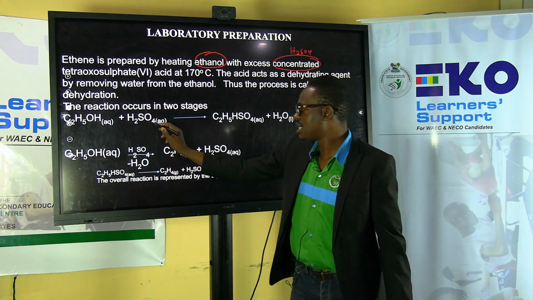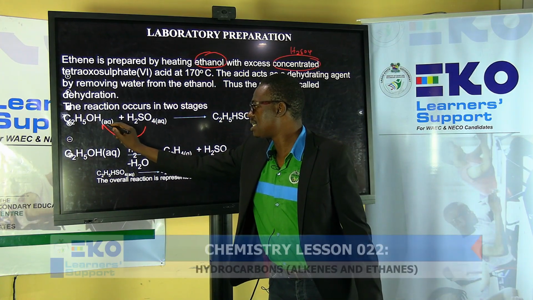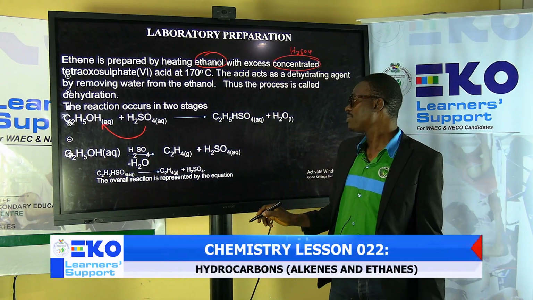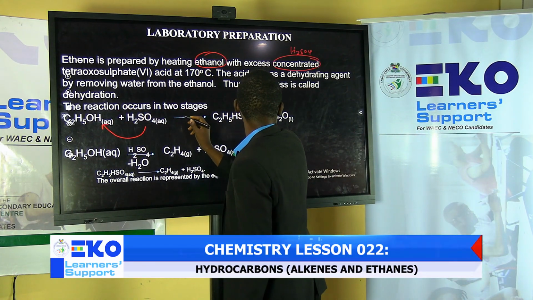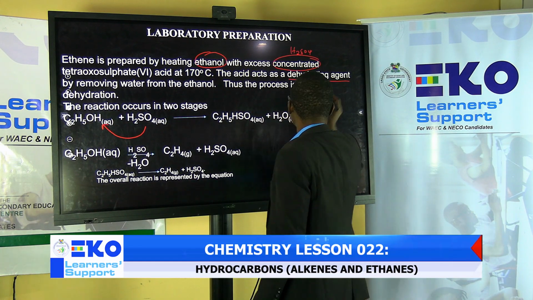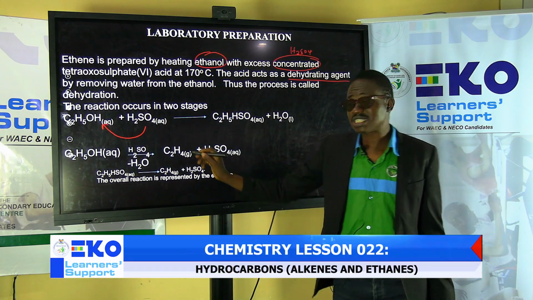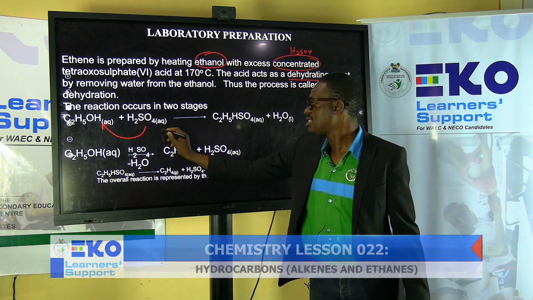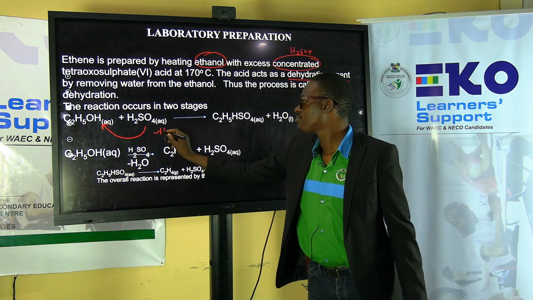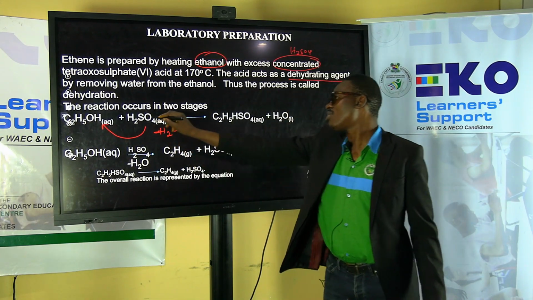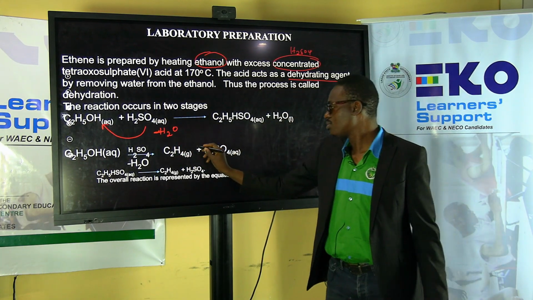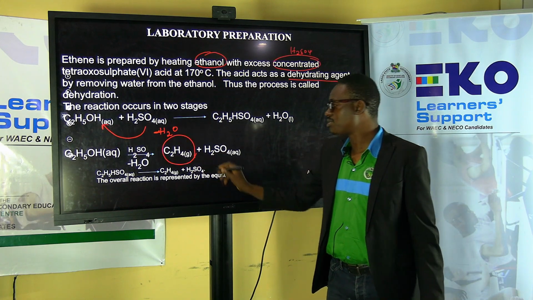So what happens here is tetraoxosulfate(VI) acid is reacting as a dehydrating agent. Look at that word, dehydrating agent. You need to understand. The meaning of dehydrating agent is removing water from the ethanol. So if you remove water from that, you will be left with what?